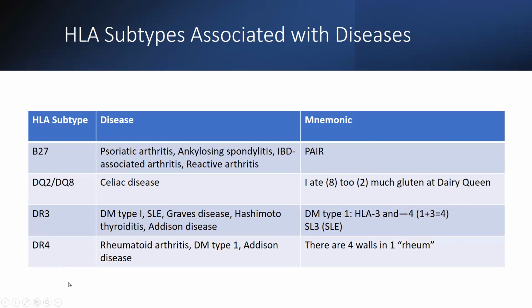And then DR4 is rheumatoid arthritis, also diabetes type 1 and Addison's disease as well. So there's 4 walls in one room. So rheumatoid arthritis is the one that's special for DR4, given that type 1 diabetes gets both and Addison's disease gets both. If you know these HLA subtypes, that would be plenty for this test. If you don't, and you have time to commit them to memory, great. They will be on the exam in some way, shape, or form. Not all of them, but some combination of some of them.